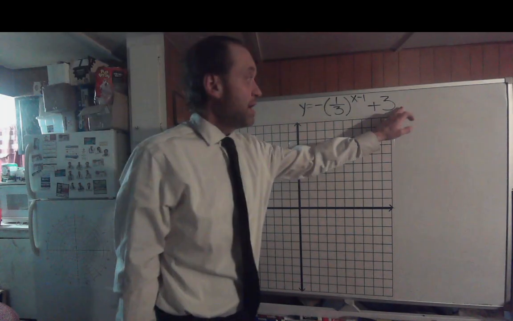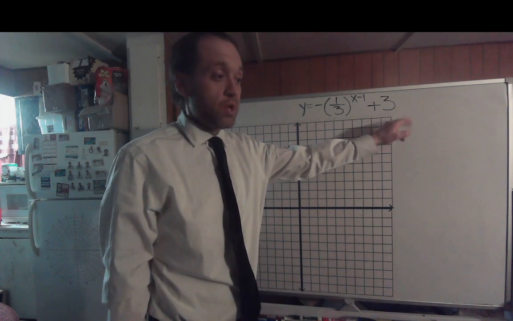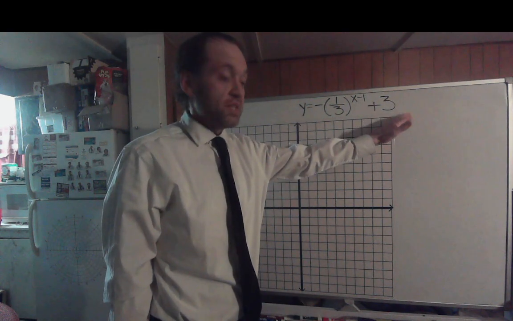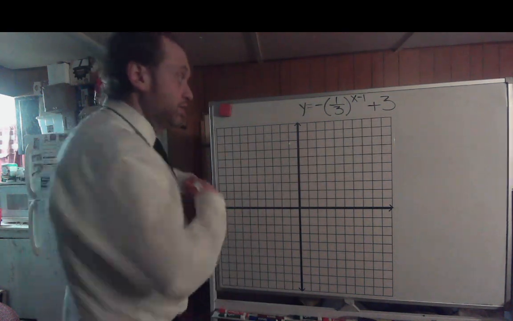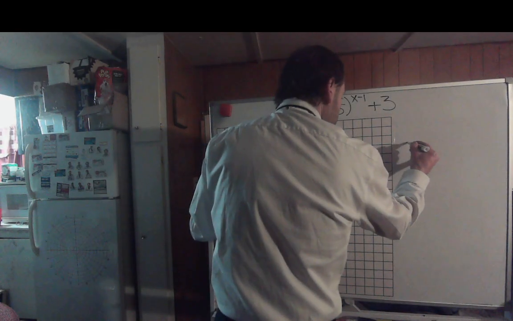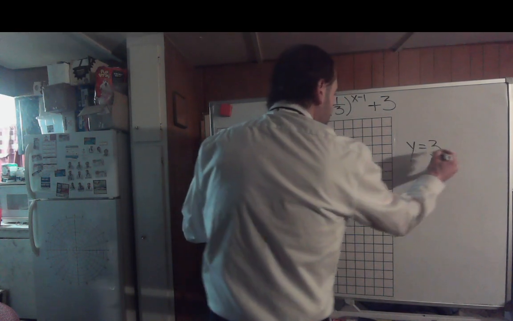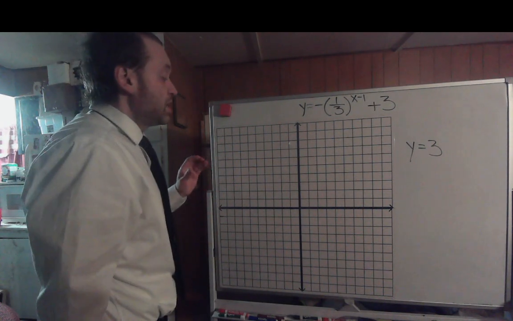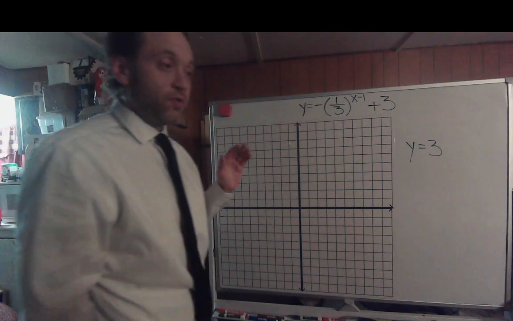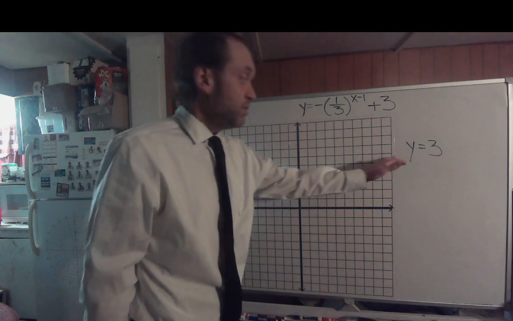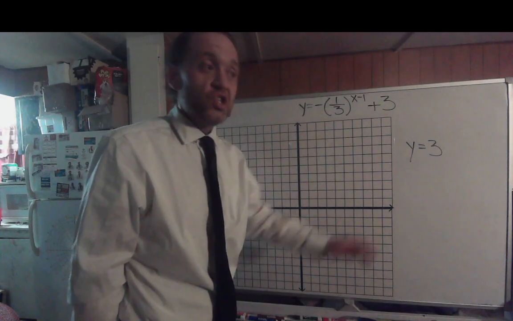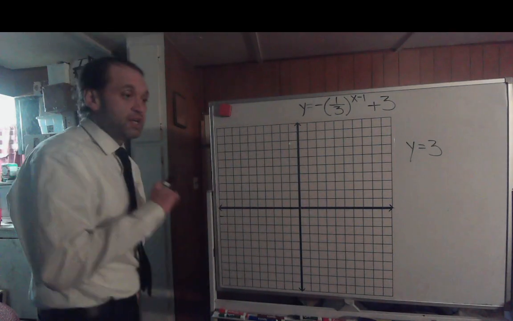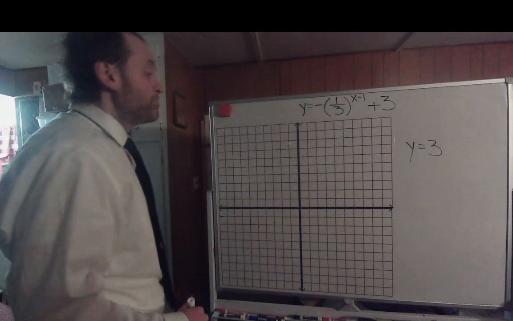And remember, that plus or minus the number outside of the exponent, so the vertical shift upward 3 units, tells you that your horizontal asymptote is going to sit at y equals 3. So that means your values for y will get infinitely close to 3 but never quite reach it. It'll get infinitely close but never actually get it.